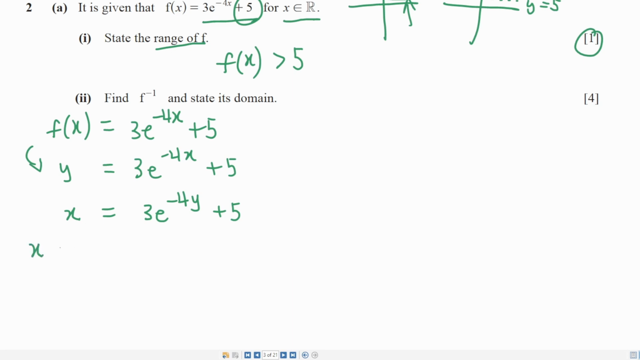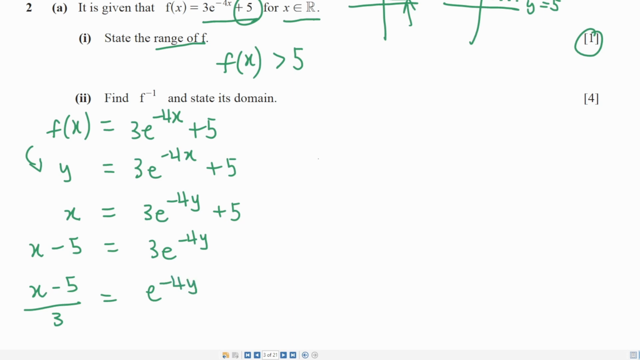So let's bring over the 5. It turns into a -5. And what we can do, we can also move this 3 across. So x minus 5 over 3 is equal to e power -4y.